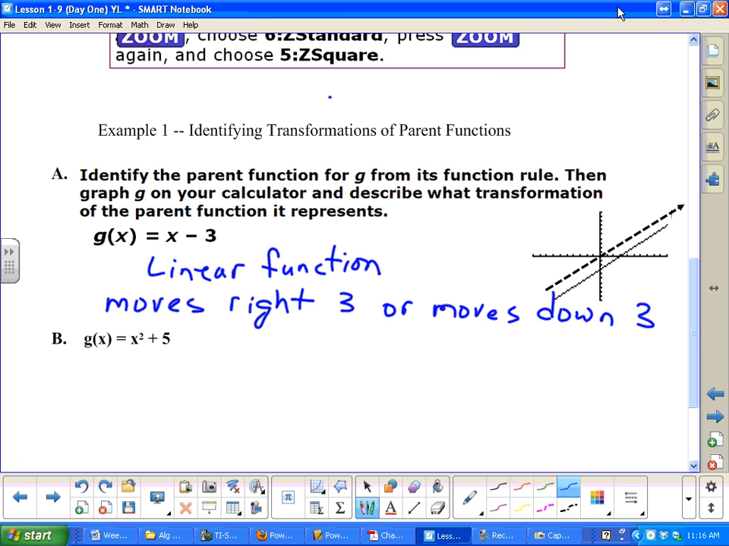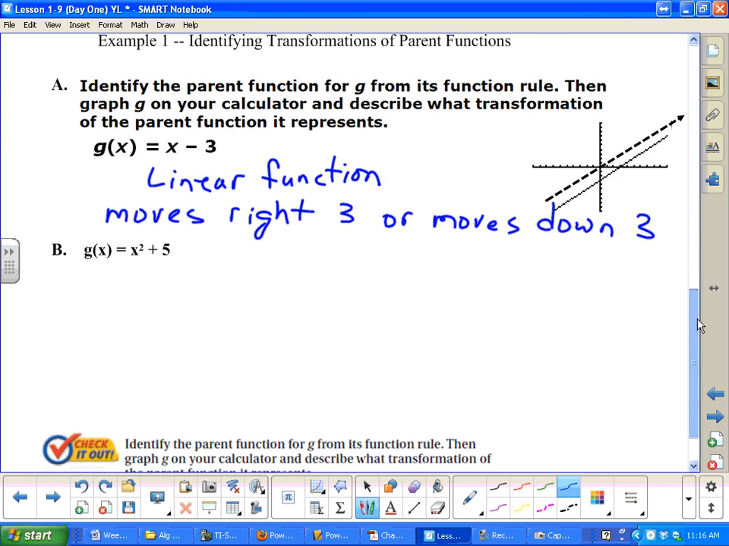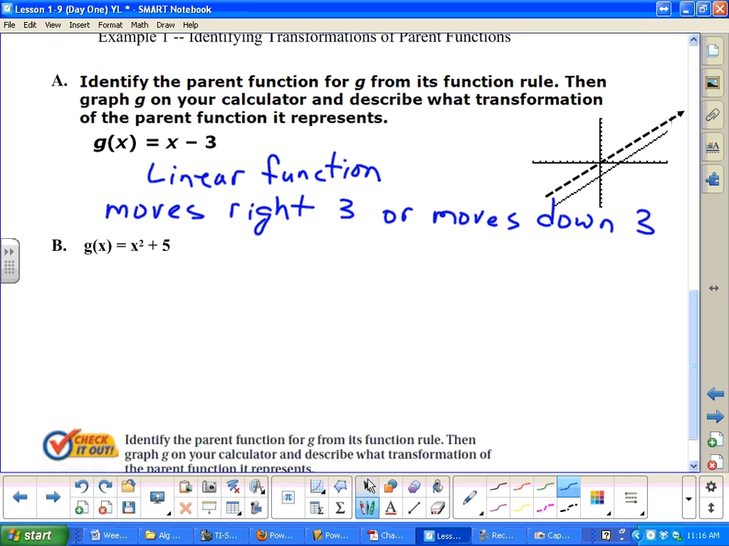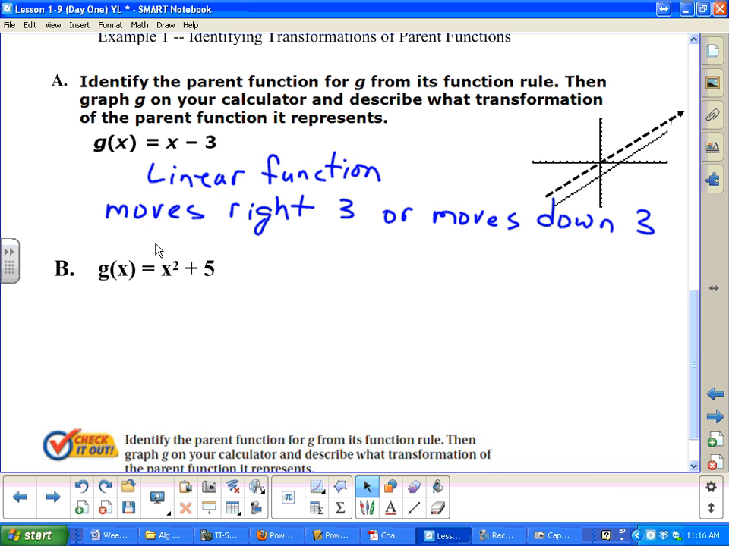Okay? And when we get going further with this, we will talk about that a little bit. As we go through this, we'll talk about the difference, and actually we'll use the next example to talk about the difference too. All right, so let's look at letter B then. g of x equals x squared plus 5.